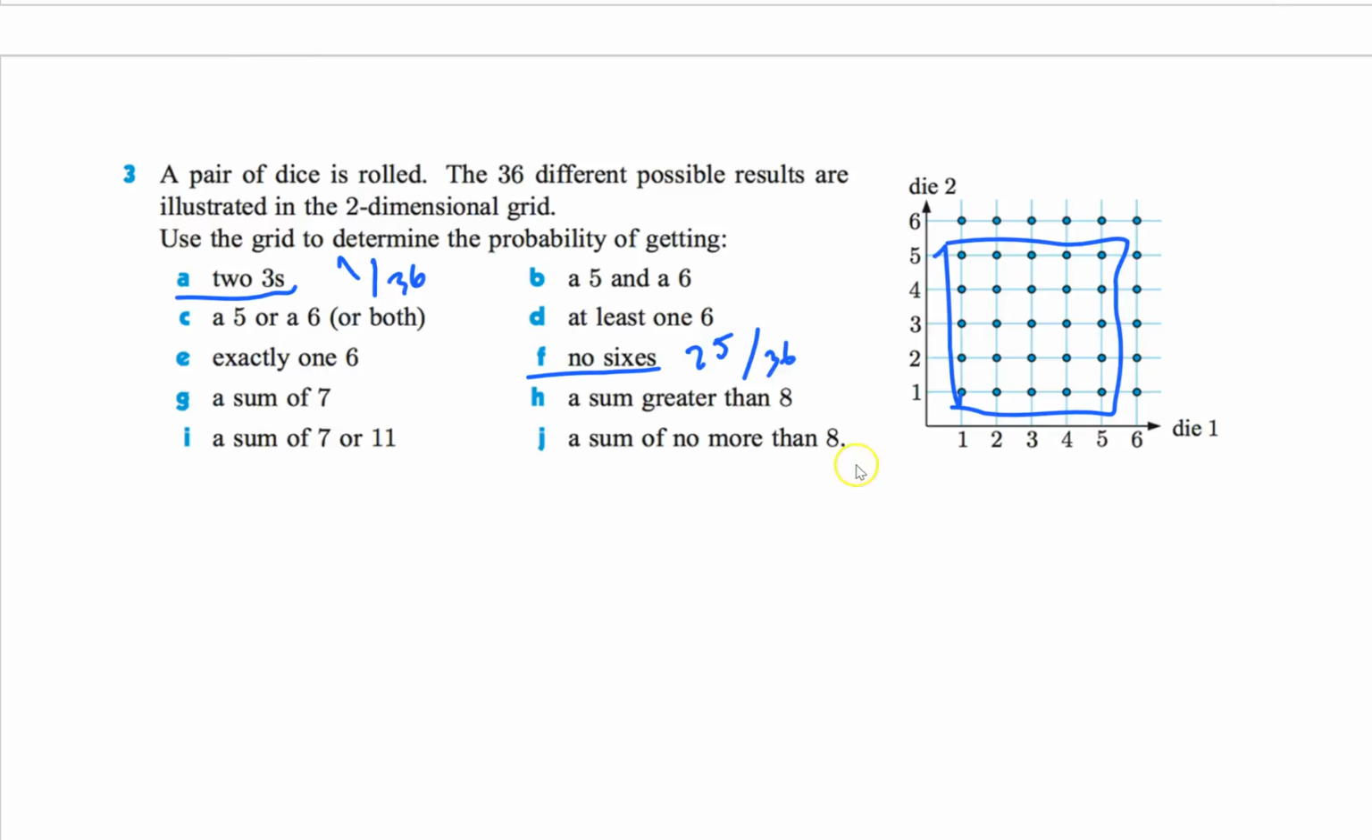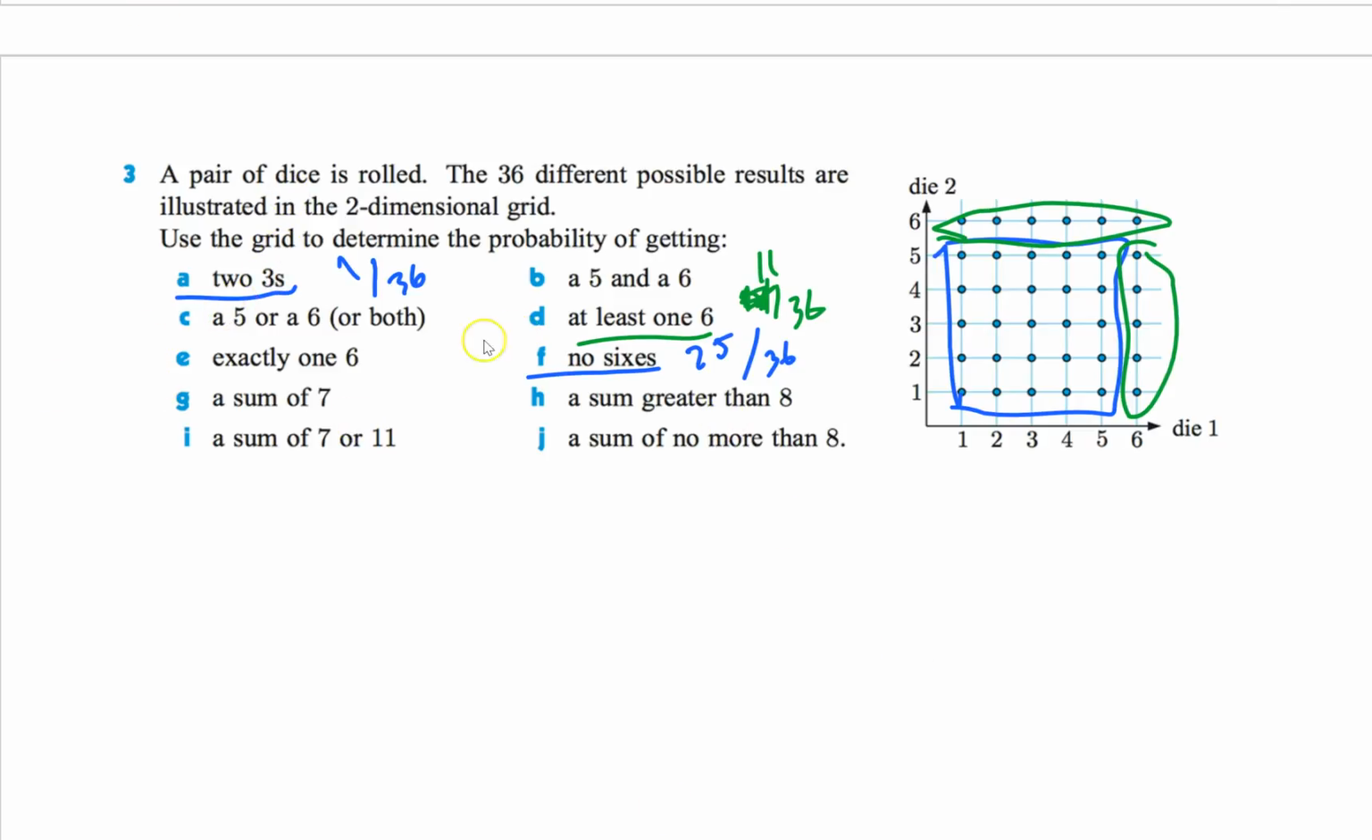Or what if you wanted at least 1 6? It'll be all these plus all these. All these have at least 1 6. So 6 plus another 5, 11. It's an 11 out of 36. It was an 11. Don't judge.